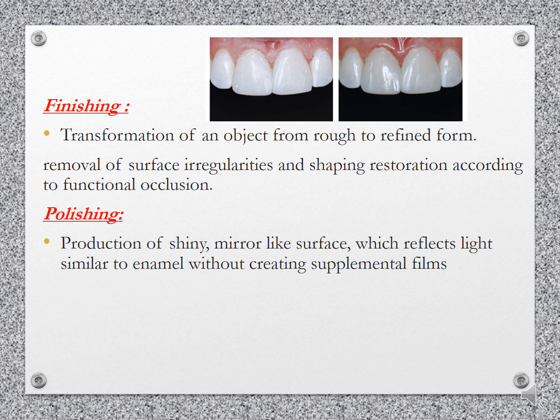Finishing is transformation of an object from rough to refined form. This procedure includes removal of surface irregularities and shaping restoration according to functional occlusion. Polishing is production of a shiny mirror-like surface which reflects light similar to enamel without creating supplemental films by addition of wax or lacquer.